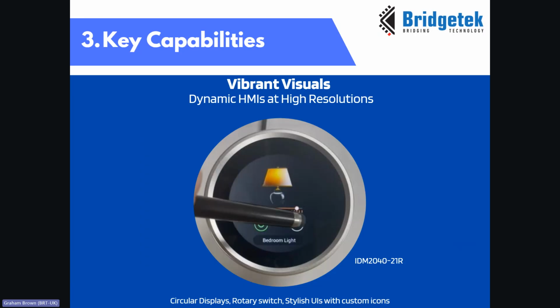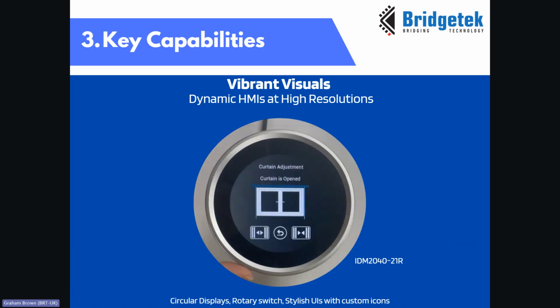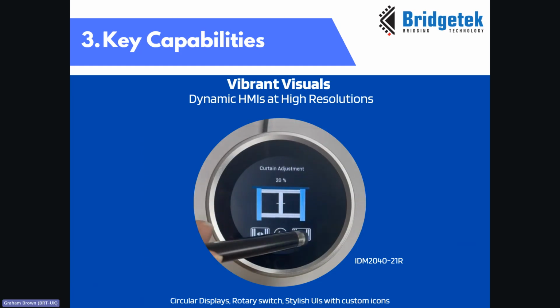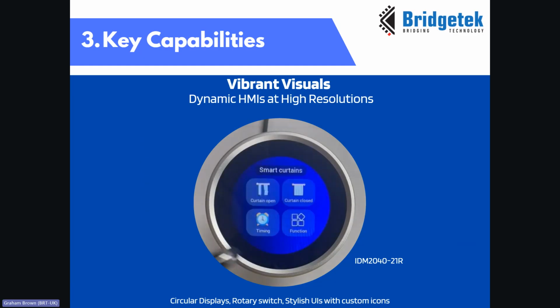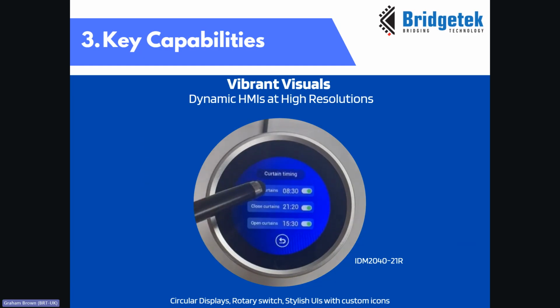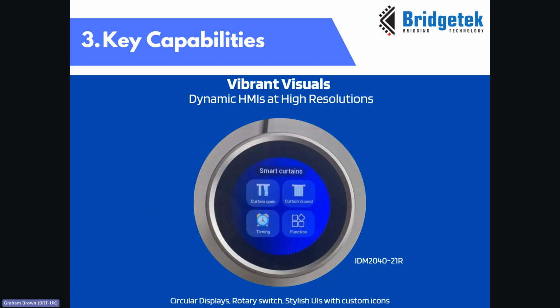In this smart home system, we use the FT800 to drive a circular display. The user can interact via a capacitive touchscreen and an additional rotary switch. We use custom icons to provide a stylish user interface. And we use it alongside Eve's built-in widgets such as toggle switches on different pages of the application.